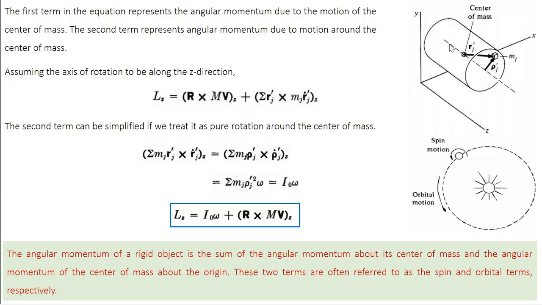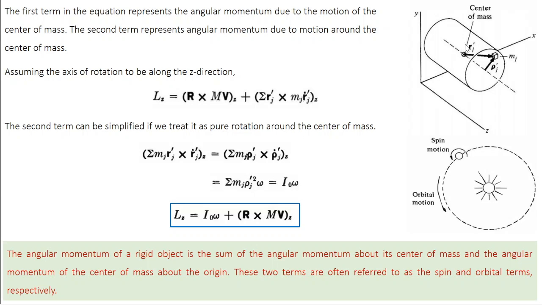So consider a rigid body, a cylindrical rigid body. This is the position of the center of mass. If you take an axis which passes through the center of mass, you will find that the axis is in the z direction. Now consider a particle mj. This is the location of the particle mj, and in the center of mass coordinates, its position with respect to the center of mass is the rj prime vector.